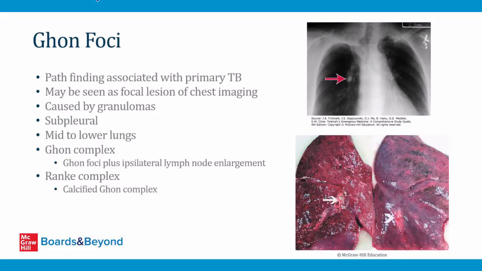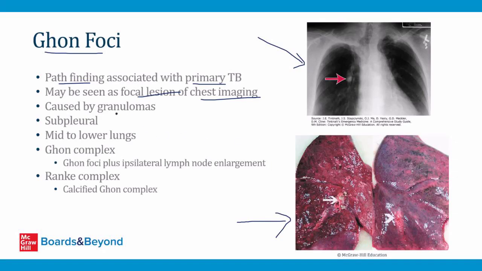Besides hilar lymphadenopathy, another classic pathology finding in tuberculosis infection of the lungs is the presence of Ghon foci. So let's talk about what those are now. So this is a pathologic finding associated with primary tuberculosis infection of the lungs. It's usually described as something you see on gross pathology when you examine the lungs post-mortem, but you can also sometimes see these Ghon foci as a focal lesion on chest imaging. This is a picture of one right here. You can see there's a small white nodule. That's a Ghon focus. Down here is what one looks like on gross pathology when you examine the lungs post-mortem.